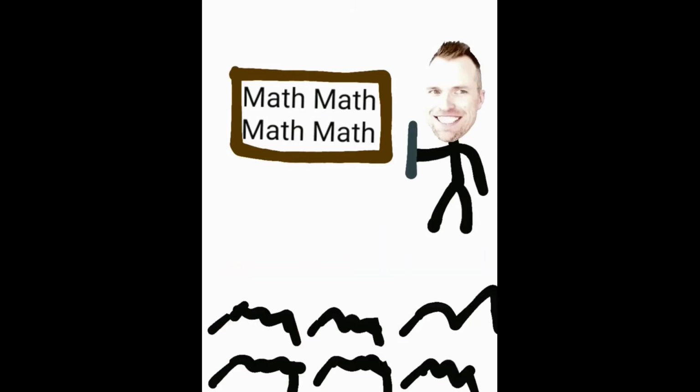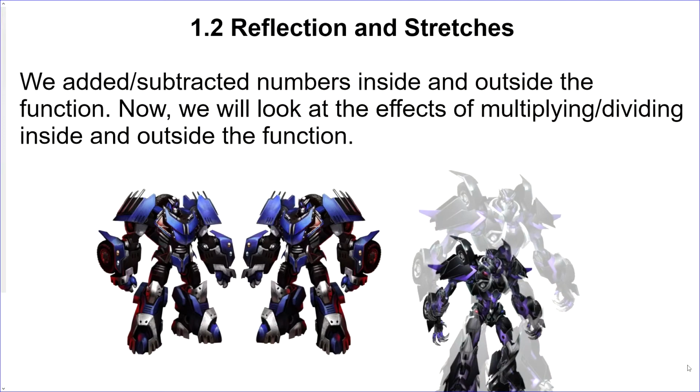Oh man, again? 1.2, Reflection and Stretches. We added and subtracted numbers inside and outside the function. Now we'll look at the effects of multiplying and dividing inside and outside the function. We're going to look at reflections, so where something is reflected over a line of symmetry. And we'll look at stretches, where something is getting stretched, either vertically or horizontally.